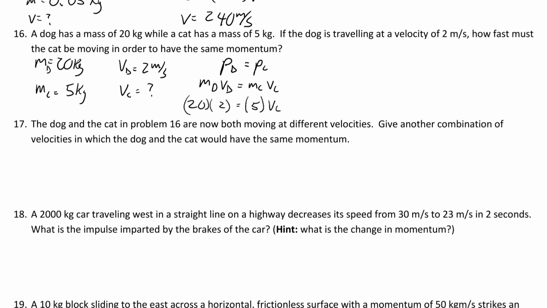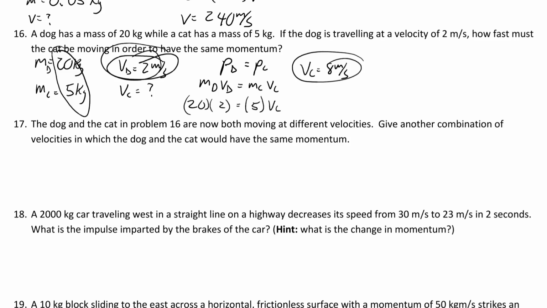So you plug in what you know. Now you have 20 times 2 is 40. 40 divided by 5 is 8. So the velocity of the cat must be 8 meters per second, which is more than the dog. But look, the cat is a lot less massive than the dog. So the cat has to go a lot faster than the dog does in order to have the same momentum.